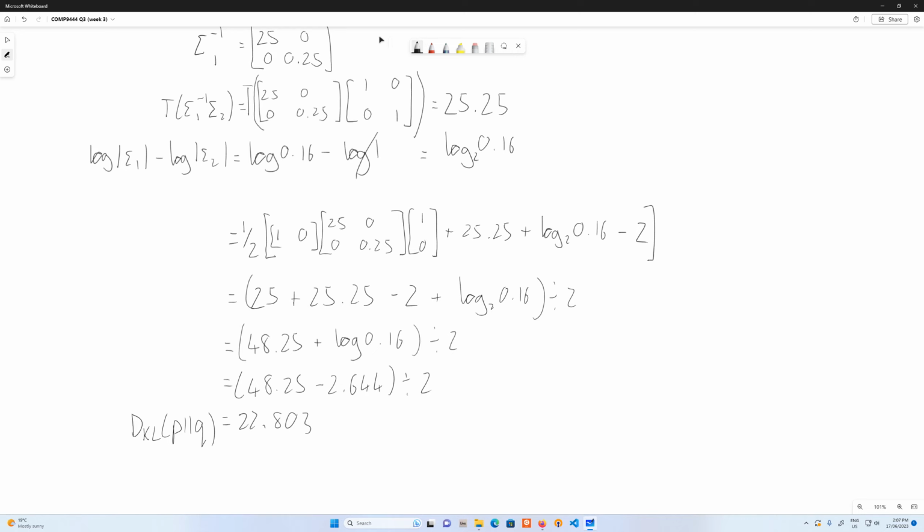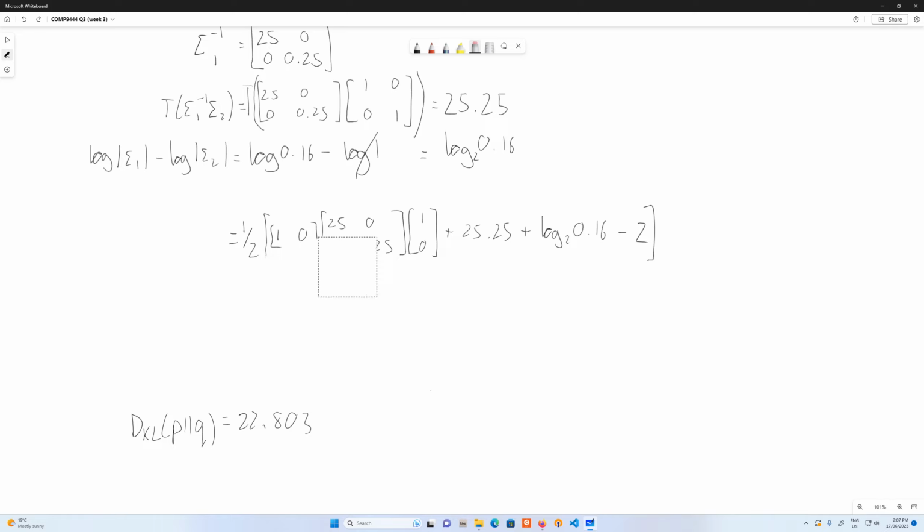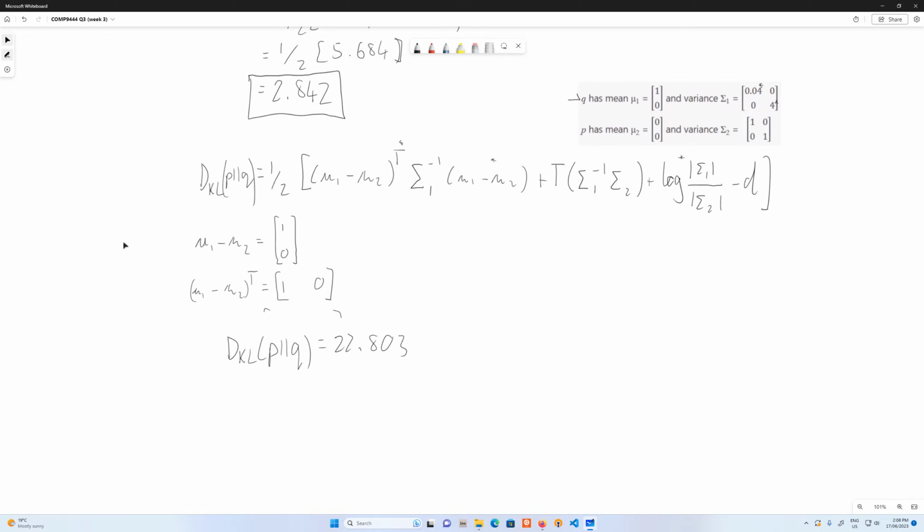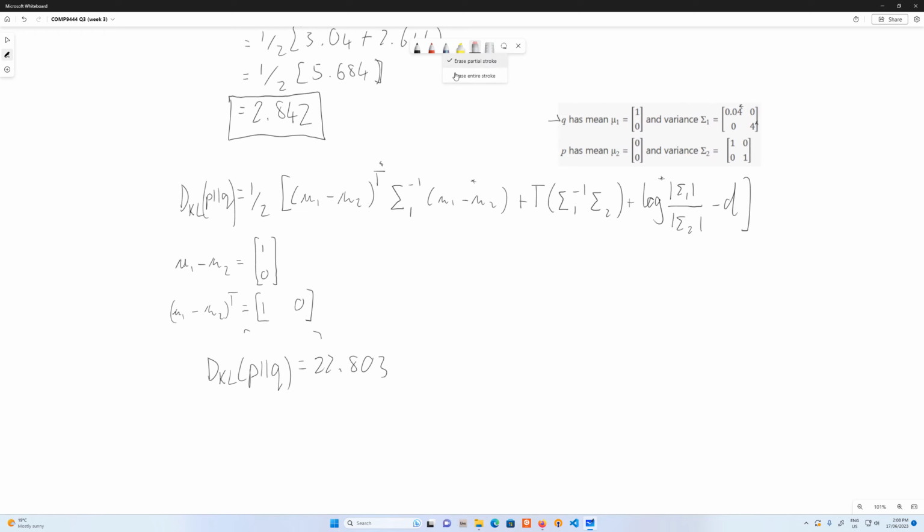So let's compare the two values side by side that we found. So let's get rid of all this working. Oh, still a little bit more here. Let's get rid of this.